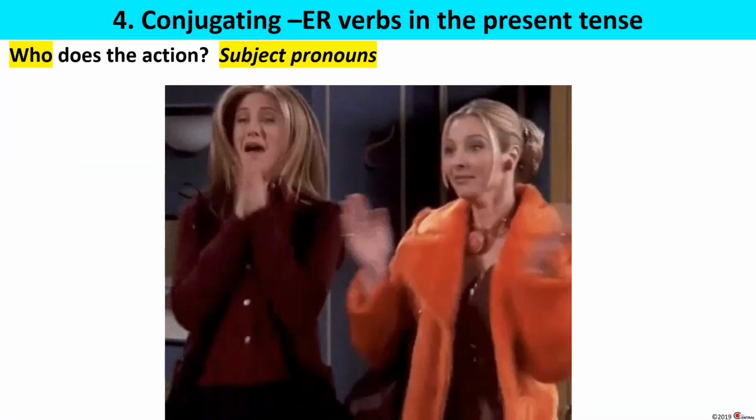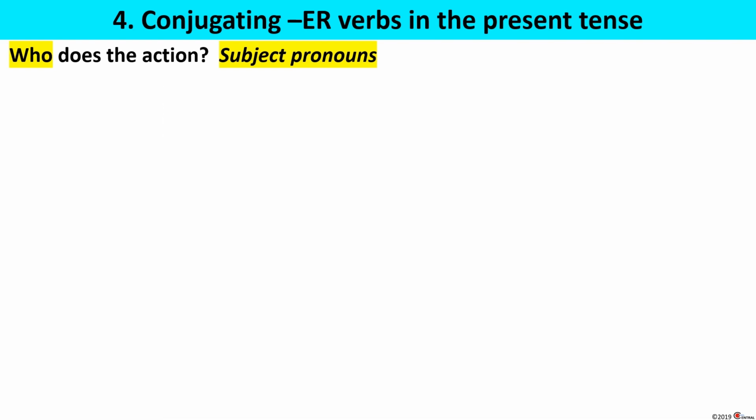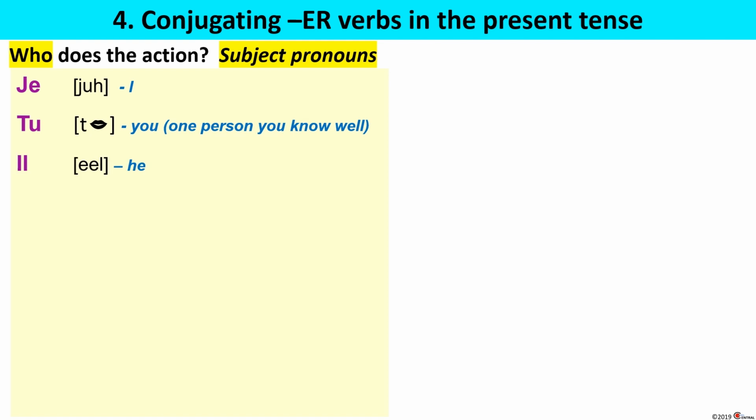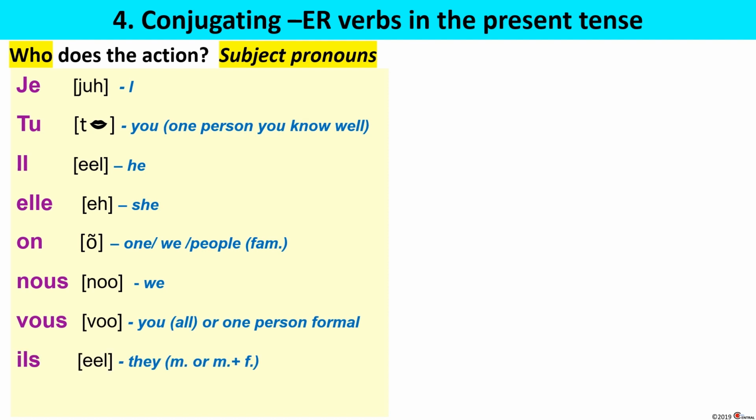Now we're going to conjugate ER verbs in the present tense. We're going to use them. And first thing we need is to find out who does the action. And for that we need subject pronouns. Now I've done that before, but I'll go through them again. Je, tu, il, elle, on, nous, vous, ils, elles.